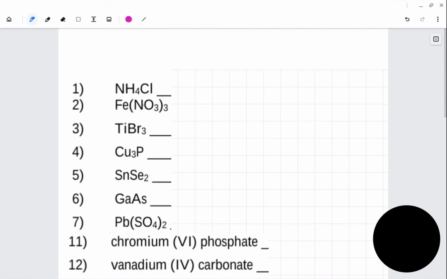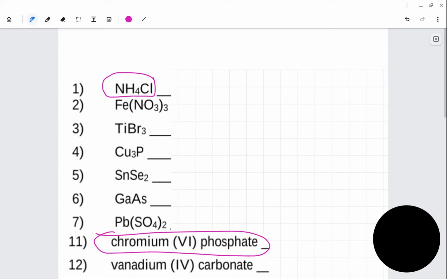Alright, let's do a couple examples just to refresh. When we are naming an ionic compound, in these problems, if I'm giving you a chemical formula, I just want you to do the name. If I'm giving you the name, I want you to give me the chemical formula. So let's do a couple examples. Remember, you should have your polyatomic table and your periodic table.